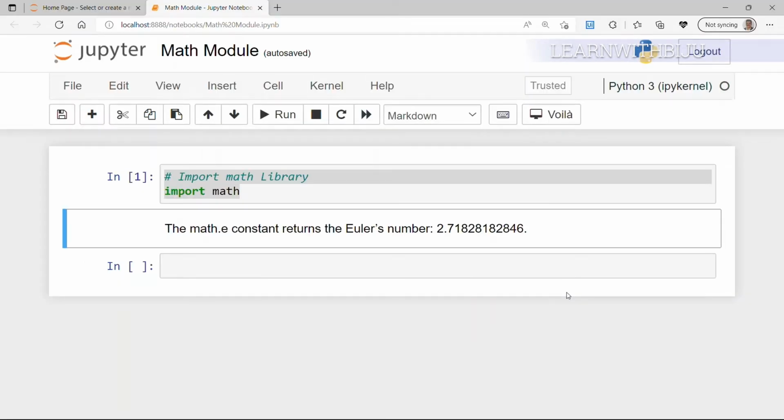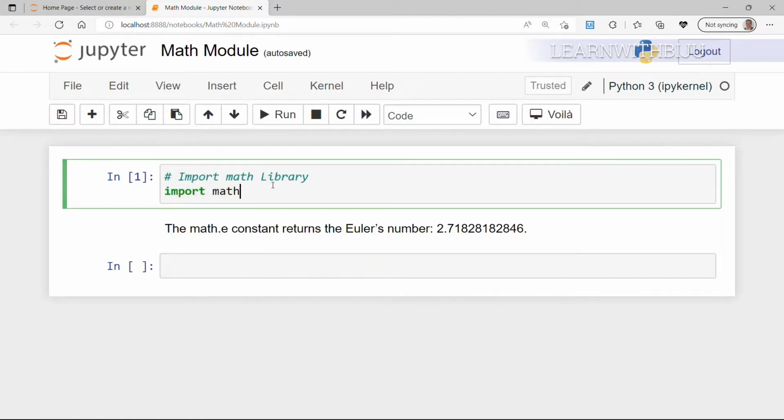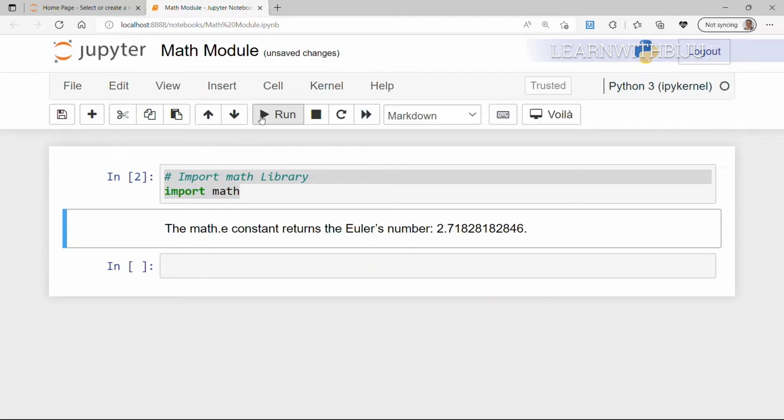I'm back in my Jupyter notebook. I'm going to show you how to import a library in Python. We use the import command with the module name. I am going to do import math. So just run the command, and first we are going to see Euler's number. How do you use the constants? math.e. Okay, let's run this command.